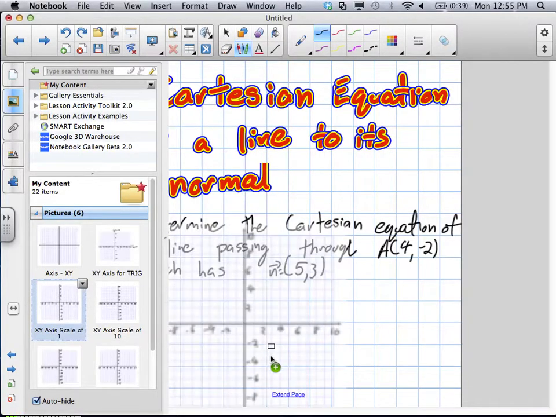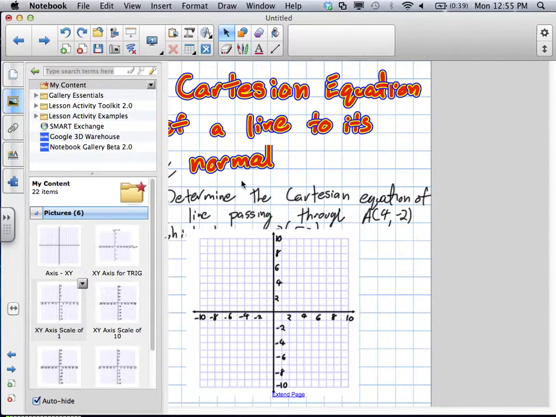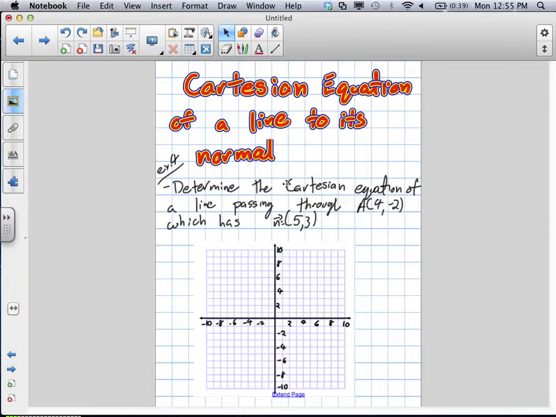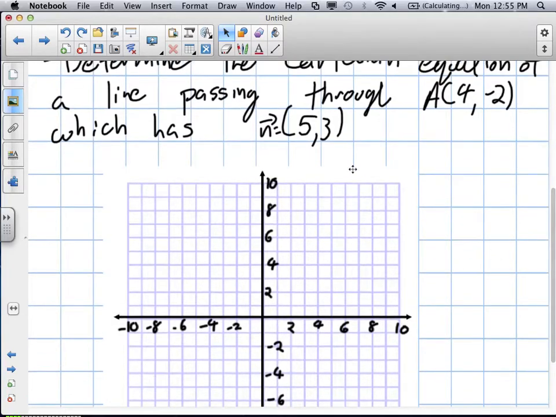What happened there? There we go. Okay. And zoom in a little. We know it passes through point (4, -2). So here's our point A. And it has a normal of (5, 3). So that's over here, 5, up 3.